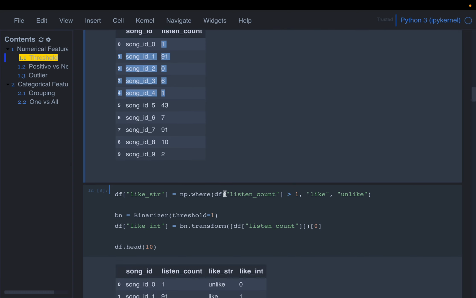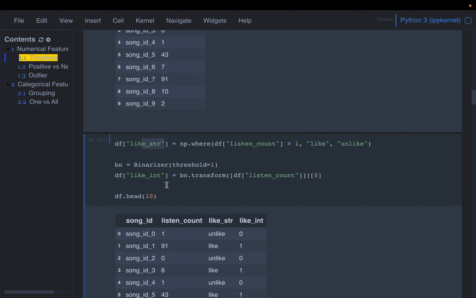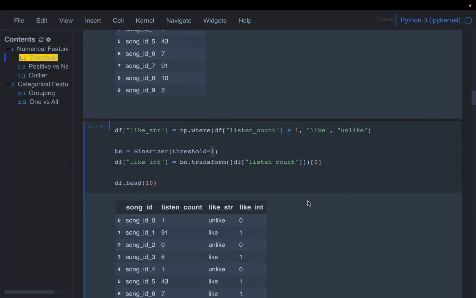Here we are taking the listen count, and if it is greater than 1, we take that as the user liked the song, otherwise unlike. Here we have created a string variable, and similarly we can create the integer variable. We have used the numpy where condition, so it's custom code. You can use the binarizer function from scikit-learn as well. Here we set the threshold to 1. So if somebody listened to the song more than once, then we take that as they like the song.